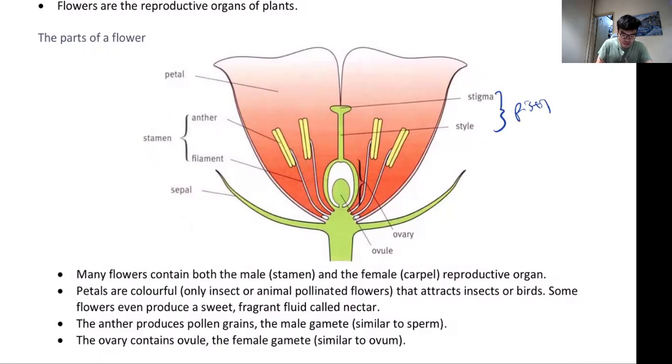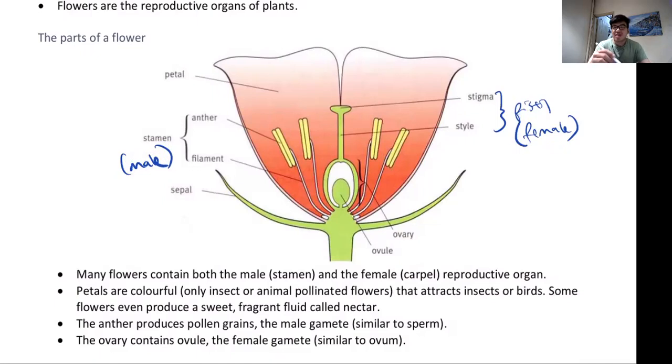Stamen is the male part of a flower. Pistil, they didn't say pistil in the textbook, I don't know why. I think this is very important, because pistil is the female part of the flower. Stamen is the male, because you see, men is male. And then pistil, I just think of pistol. Pistol is a female. Somehow I just memorize it that way. So pistil is a female.